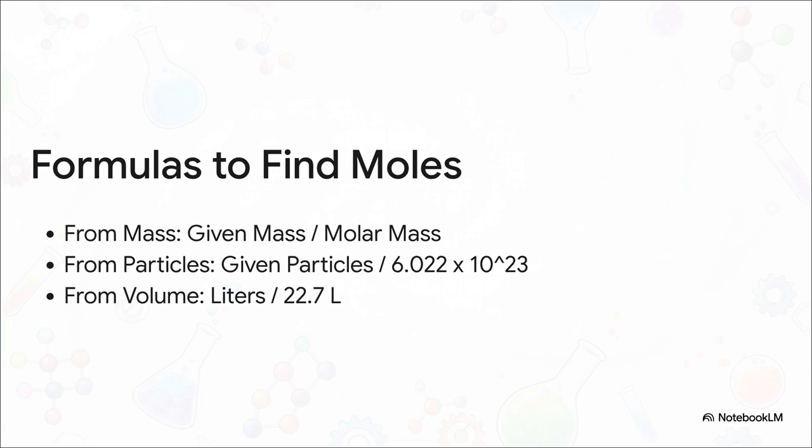So how do we actually calculate this stuff without overcomplicating it? You really just need this ultimate cheat sheet right here. 3 golden formulas to find the number of moles, which, by the way, we usually represent with a lowercase n. If a problem gives you the mass, simply divide that given mass by the molar mass. If it gives you a raw count of individual particles, divide that by our magic Avogadro's number. And if the problem gives you a gas volume at standard temperature and pressure, just divide that given volume in liters by 22.7 liters. If you master these 3 formulas, you can confidently crush almost any numerical problem they throw your way.